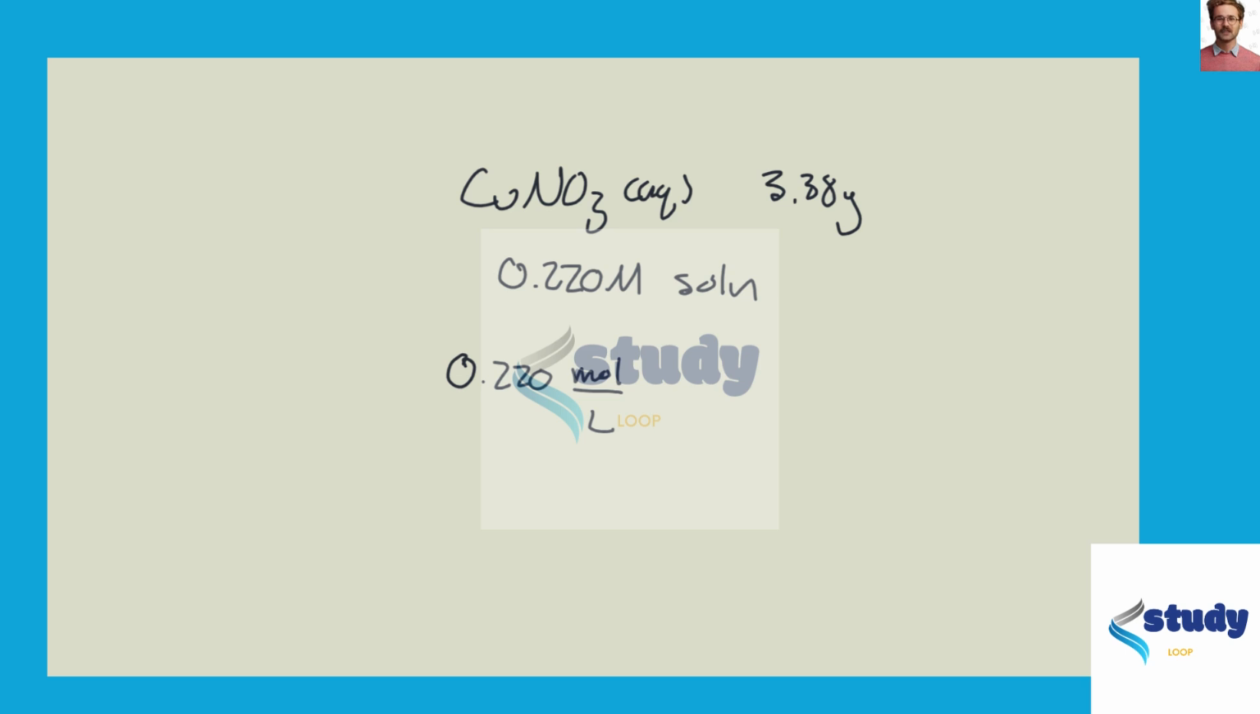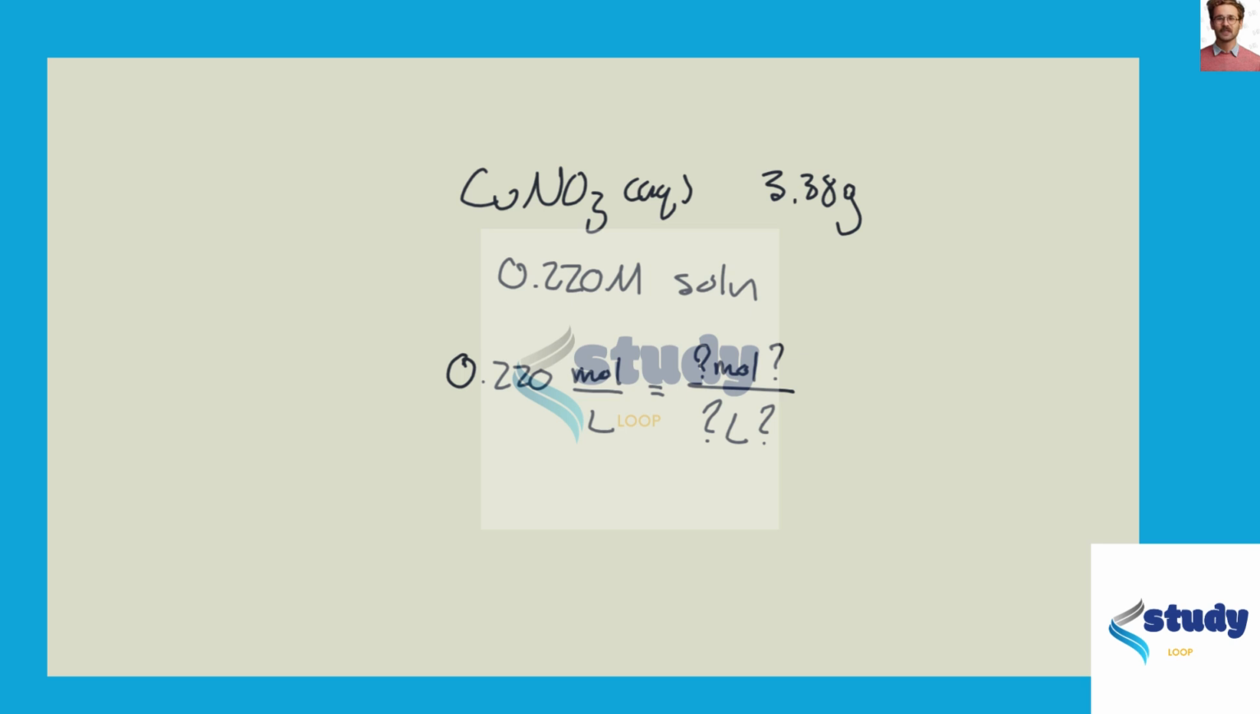What goes down here, right? How many liters do we need to get a specific amount of moles? Do we know moles? Right, so this is going to be equal to some number of moles over some number of liters, right? And we're going to want to find this liters, but we need to figure out what this moles is first. Well, we don't know moles, but we do know that our solution has 3.38 grams of copper nitrate in it.